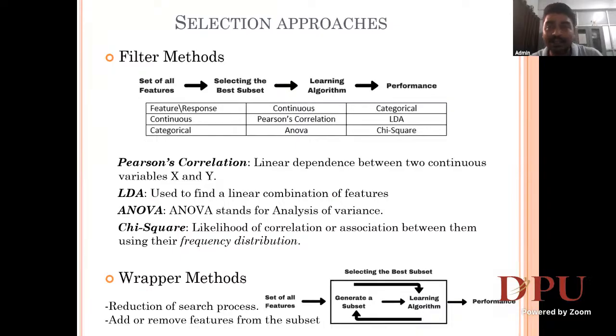And ultimately, we used to do it in two ways. One is called the filter method. One is called the wrapping method. So the filtering technique is: if your response and the feature are both continuous, you go for Pearson. If your response and the feature are categorical, or categorical and continuous, you go for ANOVA or maybe chi-square or maybe LDA. So you deploy those.